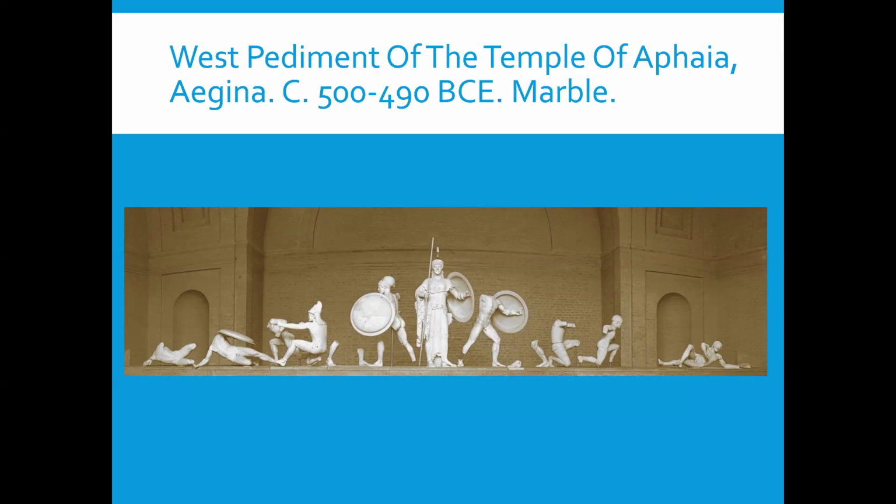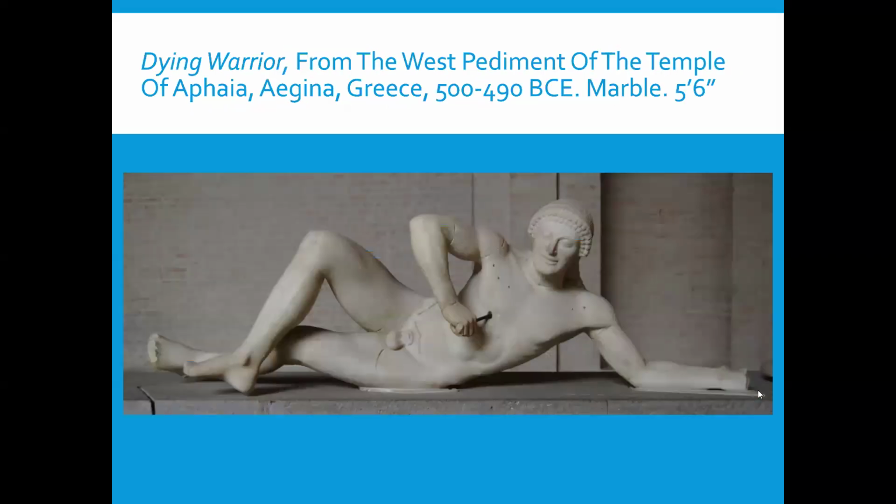And here there is a battle scene happening, and we're going to look closely at the figure on the far right who is lying down, and he is a dying warrior. So this dying warrior from the Temple of Aphaia is holding an arrow that has penetrated his chest. So that's how we know he is dying.